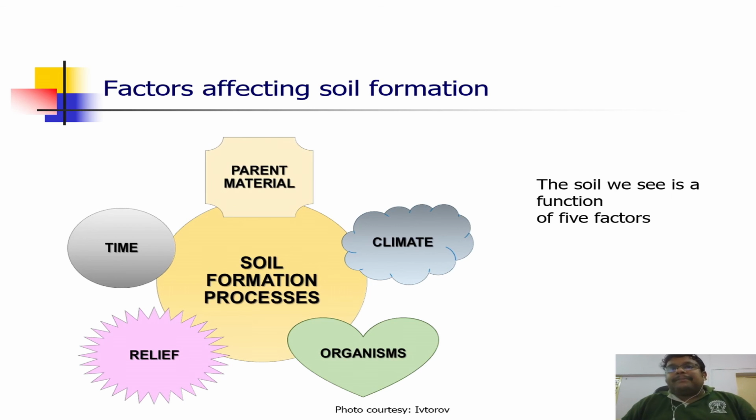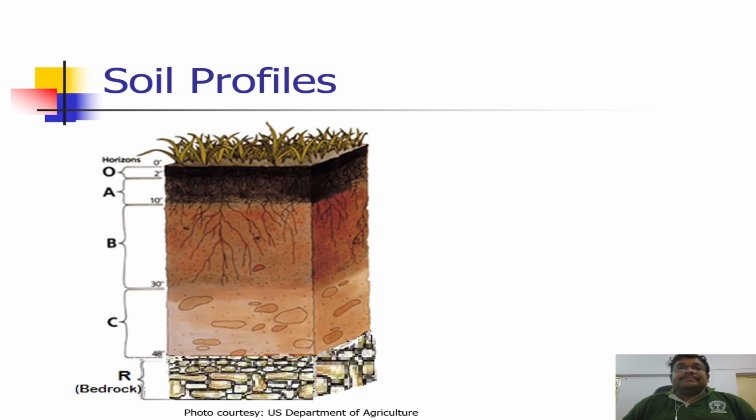For example, type of parent material, then what type of climate it is. It also plays a very important role for soil formation. What type of organisms are there? What is the relief? Either it is flat or it is a hilly terrain. How much time? All these things are very important as far as the soil formation is concerned.